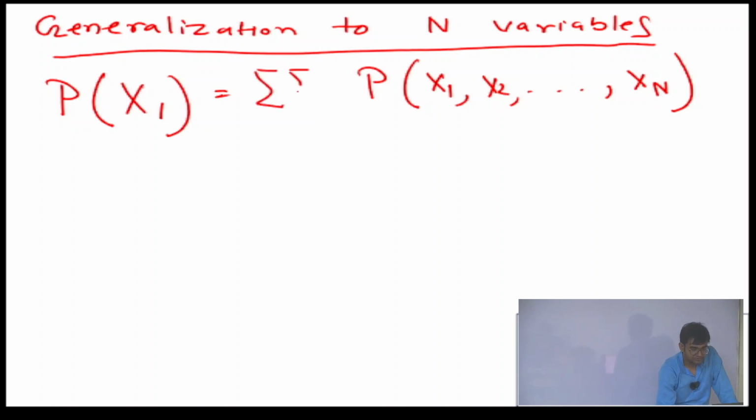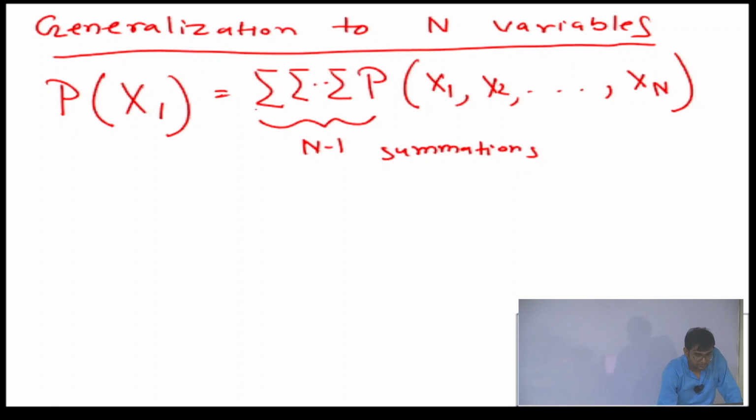So, summation, and this is n minus 1 summations. So, let us say this is over xn, xn minus 1, and the last one is x2. Okay. Yeah. So, this means that given that I have the joint distribution, joint probability, I can find out the individual probability just by doing a certain number of summations. Okay. That is what it means.